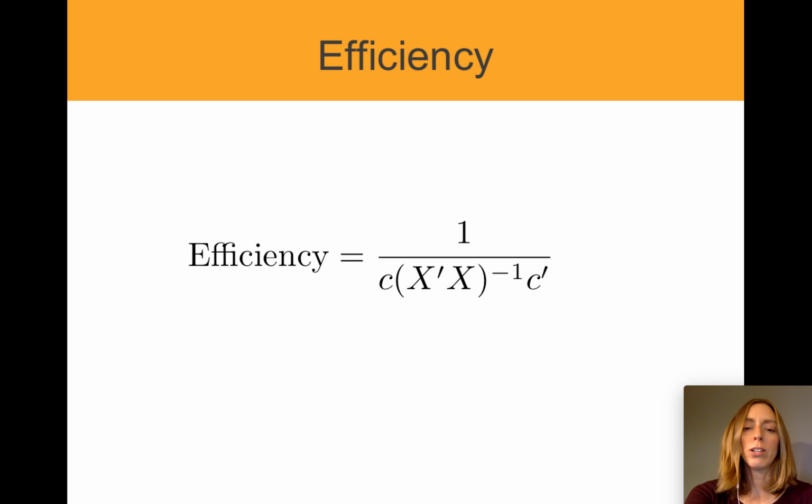So the efficiency equation then looks like this. It's the reciprocal of that thing I was just showing you. So if our goal is to make that little chunk of variance really small, then that means the efficiency will be big. So goal, maximize efficiency.